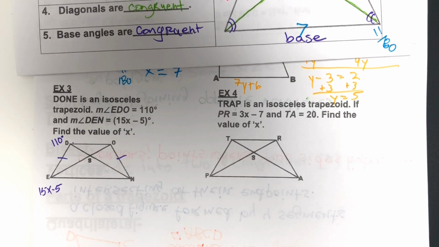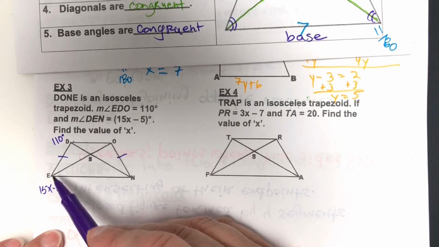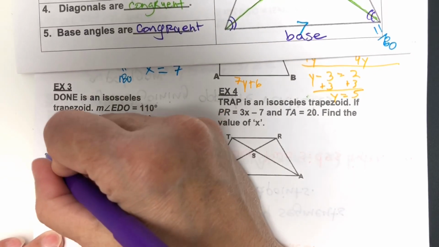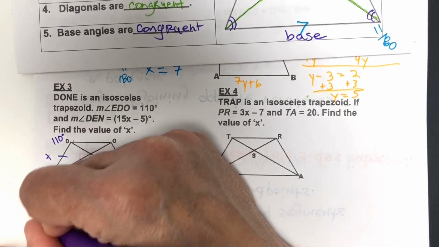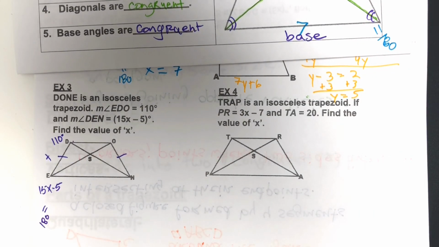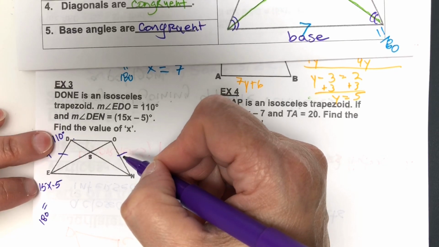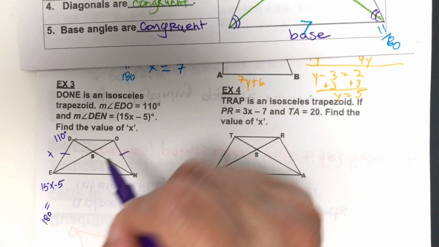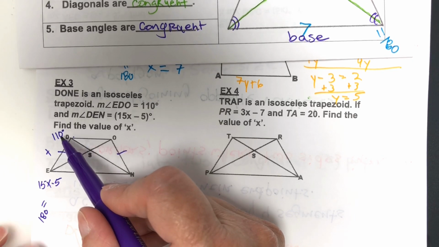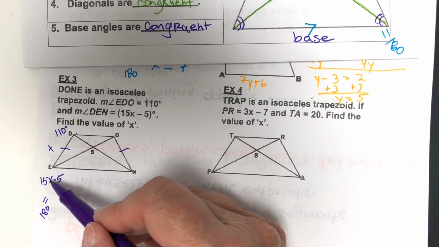Well, it didn't have to be isosceles for that, did it? Because what do I know about this and this? These are consecutive or same side angles. They add to equal 180, right? So I don't care it's isosceles. Okay, these add to equal 180. If this angle is 110, what's 180 minus 110? That's 70. This angle has to be 70 degrees.